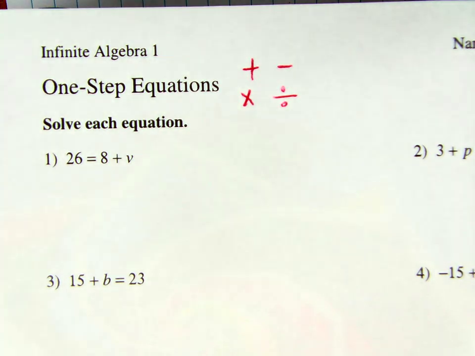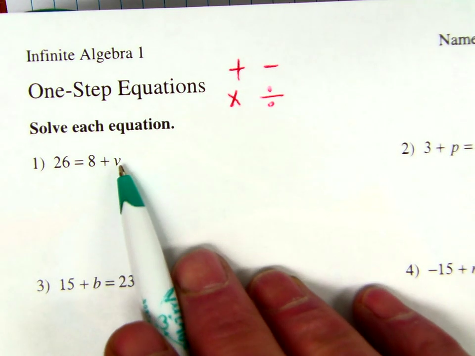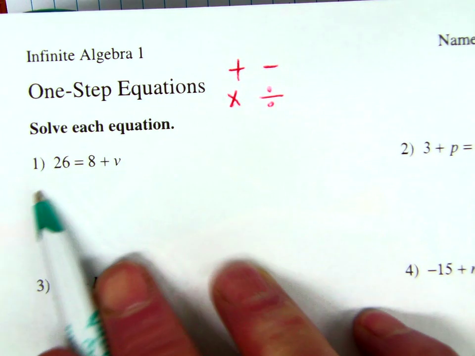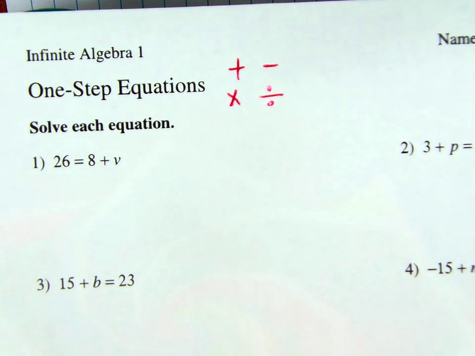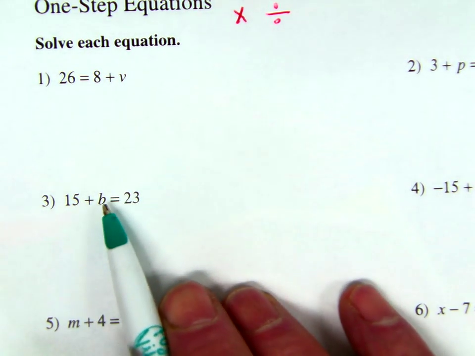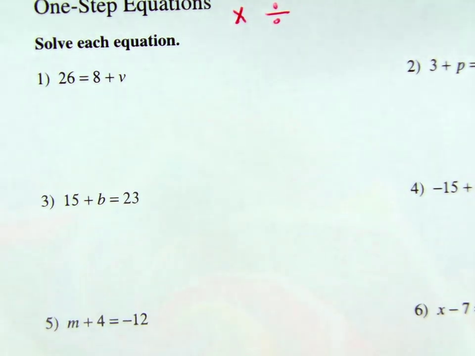One-step equations. That means there's only one operation that we need to do and we have the answer. What kind of answer are we trying to get? We need to find out what value V needs to be, what number is it, so that when you add 8 to it, it equals 26. Likewise, what number does B need to be, so that when you add 15 to it, it equals 23.